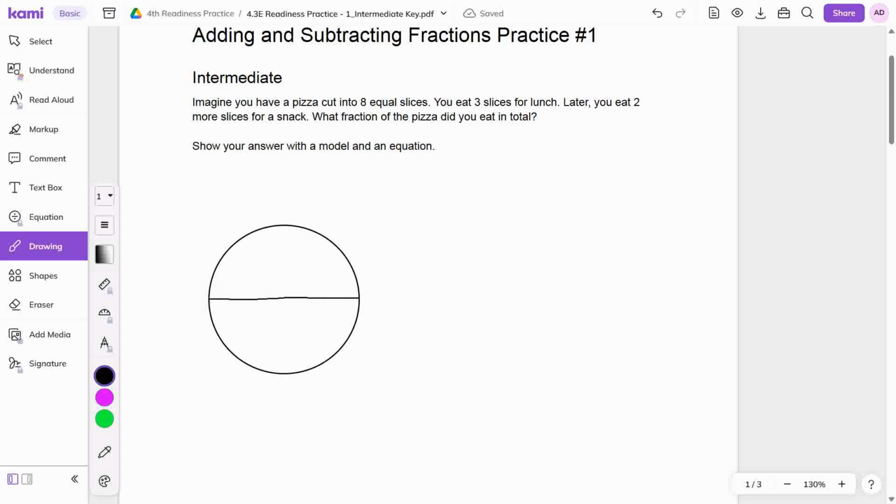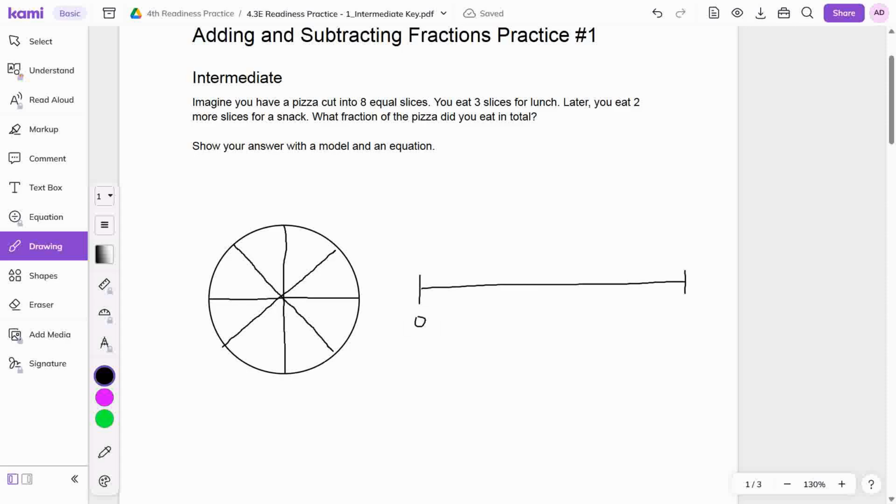So I have a horizontal slice like this, that's in half. Vertical slice like that, that is now in fourths. And then if you have 2 diagonals, that's going to cut each fourth in half. Now I'm going to have 8 equal slices. All right, I can also represent this on a number line.